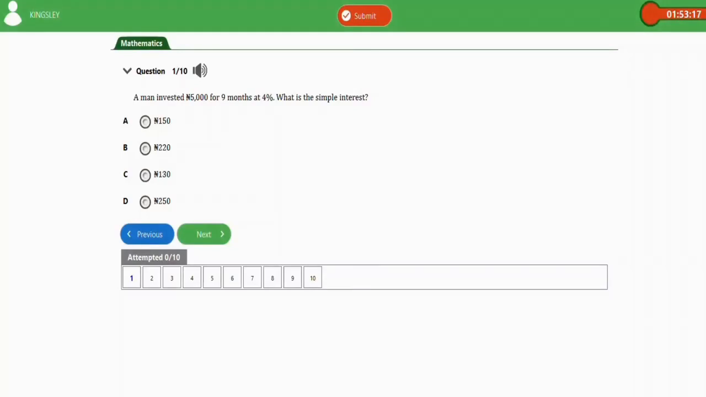In this video, we're going to learn how to solve these JAMB Maths questions under simple interest. These are repeated questions under simple interest. We have 6 questions here to practice with. So let's begin with this first one.